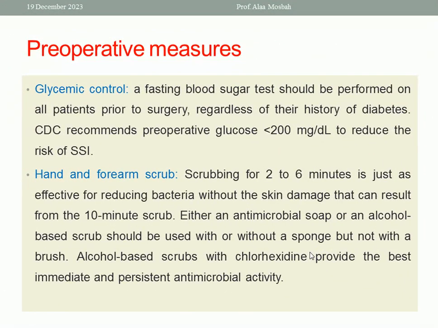Okay, still we are in preoperative measures. Glycemic control. It is important for all women who are going to be in surgery to do fasting blood sugar, even if she is not diabetic. So, all women should do fasting blood sugar. And CDC recommend preoperative glucose should be less than 200 milligram per deciliter to reduce the risk of surgical site infection.